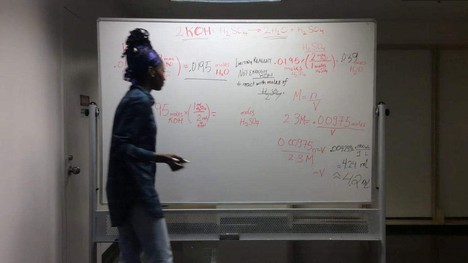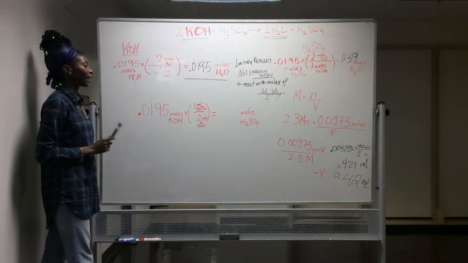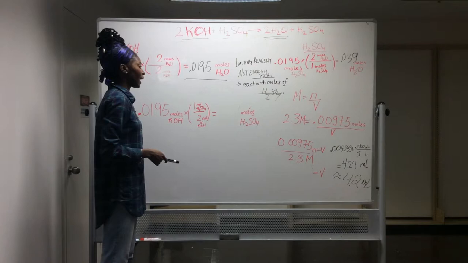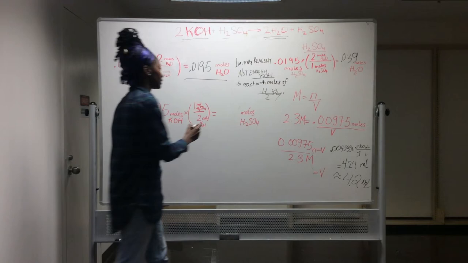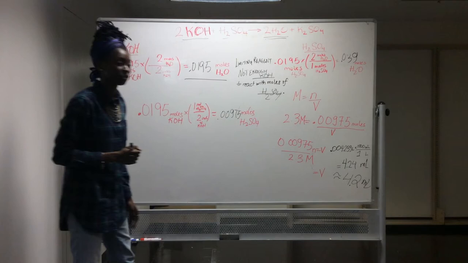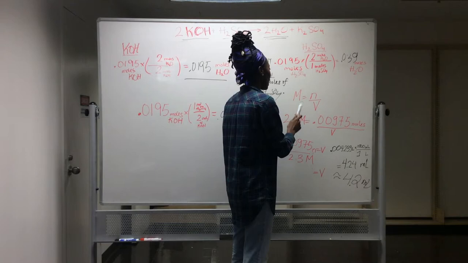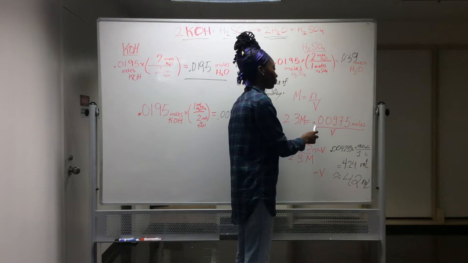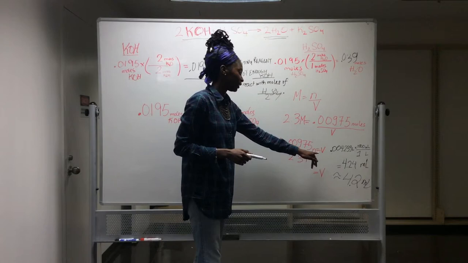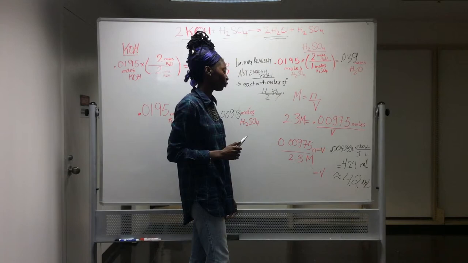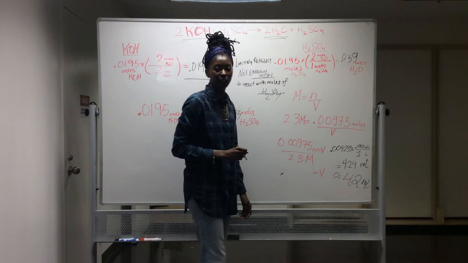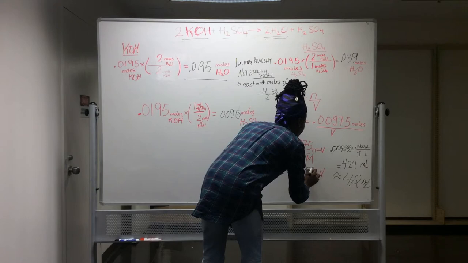We multiply 0.0195, which is the moles from KOH, by 1 over 2, which is the ratio between KOH and H2SO4, to give us the moles of H2SO4, which is 0.00975 moles of H2SO4. Now we are finally able to find the volume of H2SO4, using the molarity equation once again. M, the molarity, is 2.3, and n, which is the moles, is 0.00975. We isolate the V by dividing 0.00975 by 2.3. This gives us 0.004239 as the volume in liters.